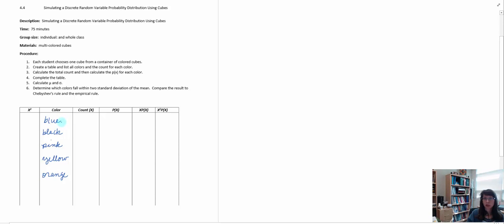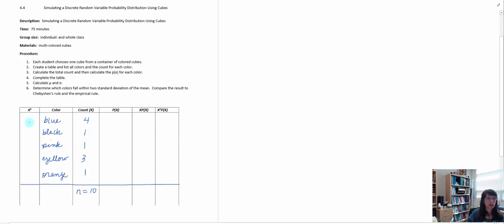4 students chose the blue block. 1 student chose black, 1 student chose pink, 3 students chose the yellow block, and 1 student chose the orange block. So now that we know the count, that total is 10. Since we're going to calculate mu and sigma, which represent the mean and the standard deviation, we will need to fill in the other columns for our table.